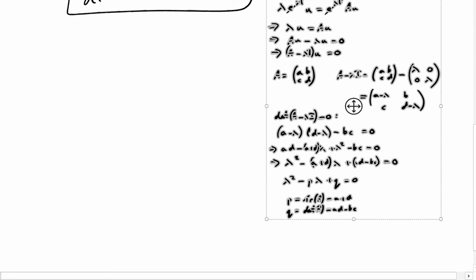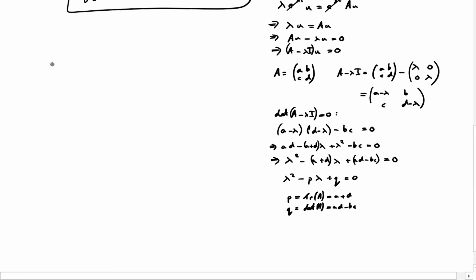Well, now we can solve this. So we've got lambda squared minus P lambda plus Q equals 0. We can solve it using the quadratic formula, and because it's a quadratic, we know we're going to have two roots. Let's call them lambda 1 and lambda 2. So let's solve it.